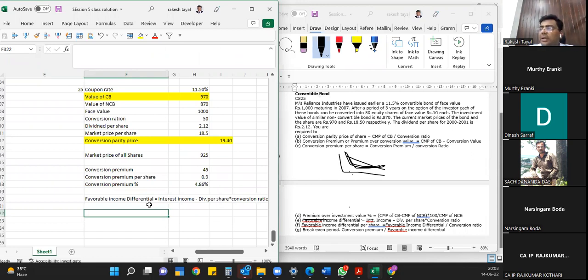What is the interest income I am getting? 11.5% coupon, sir. 115 rupees. And what will I get on the 50 shares? 106. So what is the differential? ₹9. What is the per share? 0.18 per share is the absolute terms.